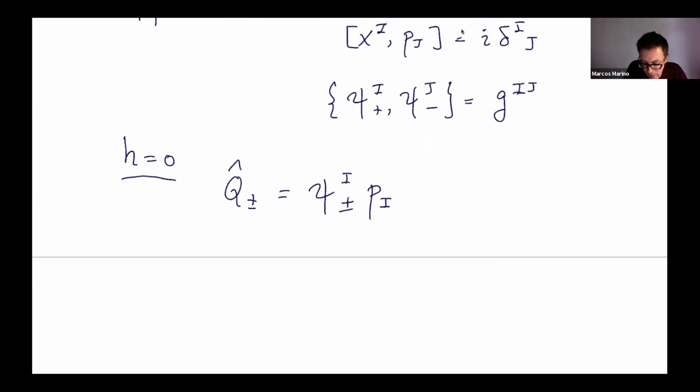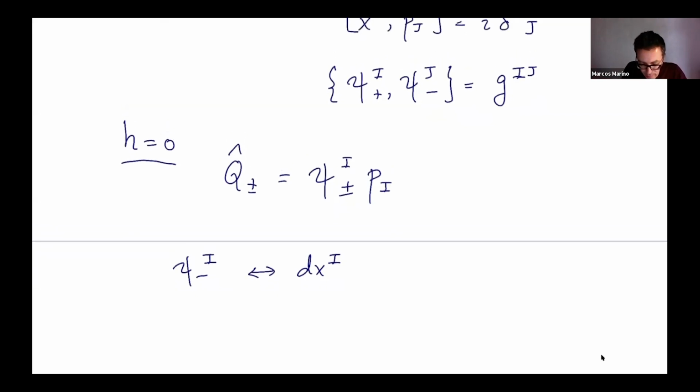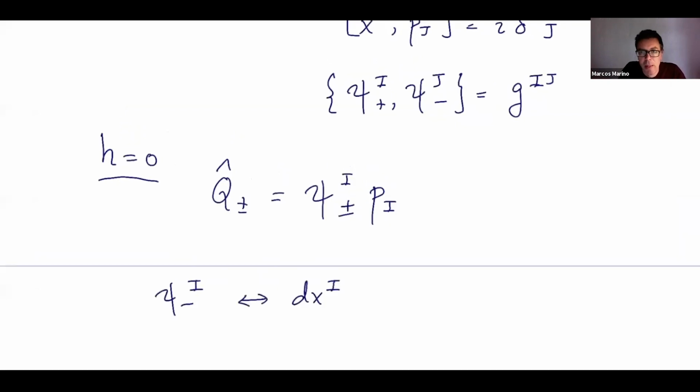Now I want to remind you that C minus I is equivalent to dxi. So in local coordinates, this is completely equivalent. Remember that there was this important isomorphism between the Grassmann algebra and the algebra of differential forms, and this extends to this more general case. So we are working in local coordinates, and then we can do this locally.